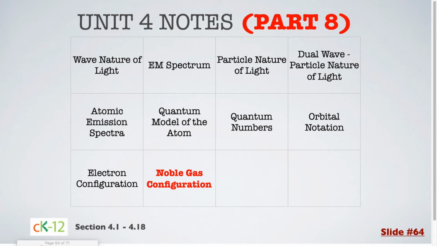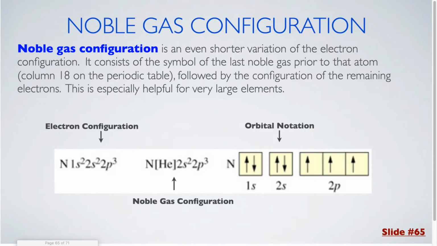In Part 8 of the Unit 4 notes, we are going to be covering noble gas configurations, which are an extension of electron configurations. A noble gas configuration is an even shorter variation of the electron configuration. It consists of the symbol of the last noble gas prior to that atom, which is column 18 on the periodic table, followed by the configuration of the remaining electrons. This is especially helpful for very large elements.